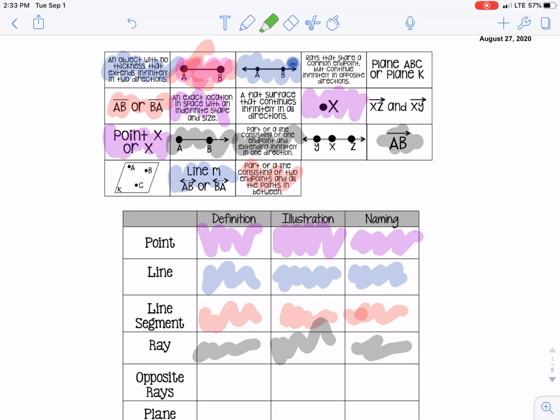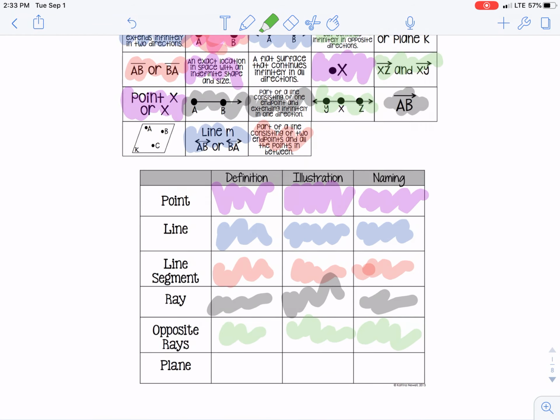Opposite rays would have the same endpoint, so XZ and XY. It has to be both because they're opposite and they both have to have X at the first because that's the original point we're going from. So it's X to the left and then X all the way to the right. And that's rays that share a common point.